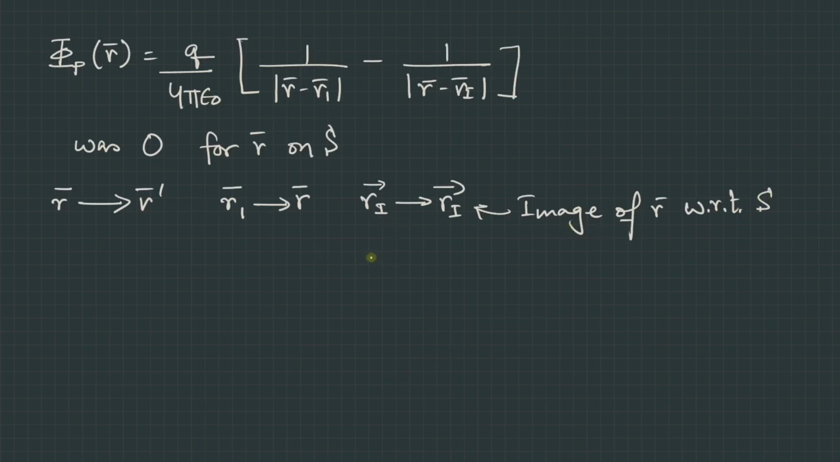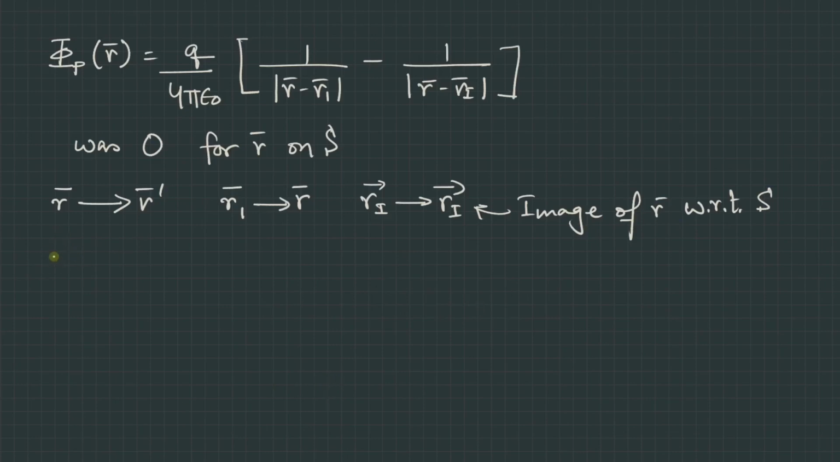So specifically, if r is given by x, y, z, then ri, in our case the surface is z equal to 0, so it will be given by x, y, minus z. This is just an example. However, for any random surfaces, this image point may have some different form, but it is definitely the image of r with respect to the surface. So for our general case, just this definition suffices.